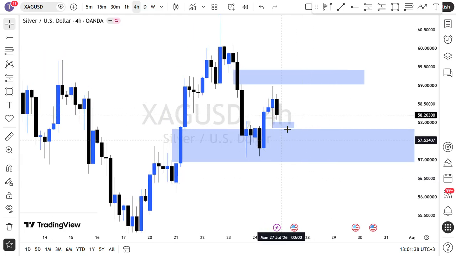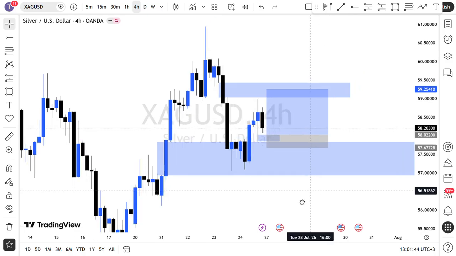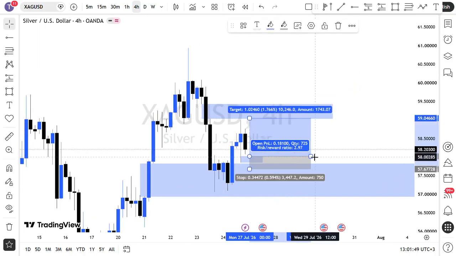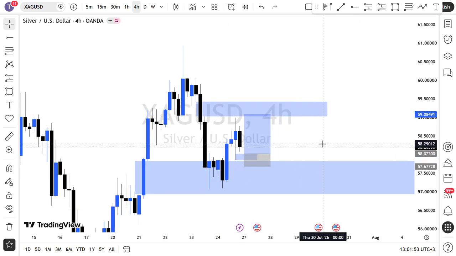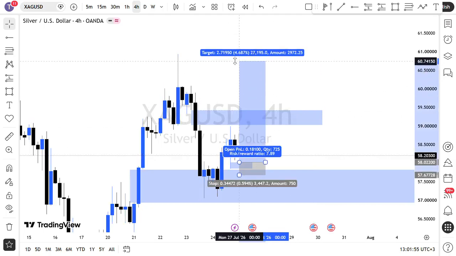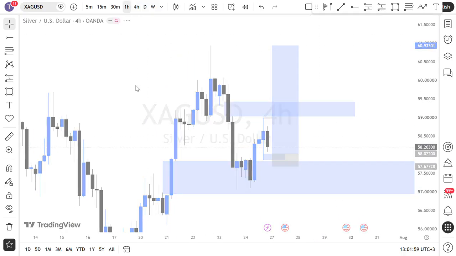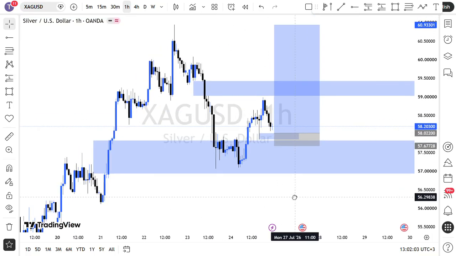But at the moment, I want to see price respecting this low, and then we look for our buys from that point, and we target this area here. You can target that fair value gap as your first take profit, and then we also continue taking our buys to the external liquidity. So on silver, I want to see those buys coming from that area.